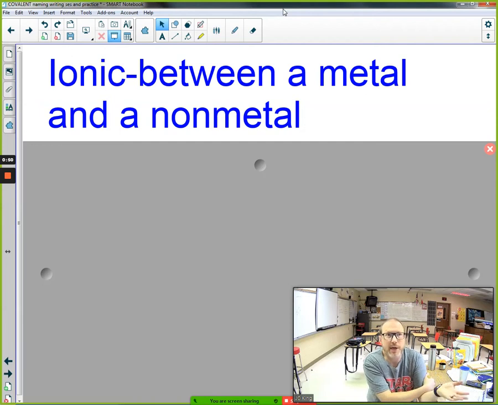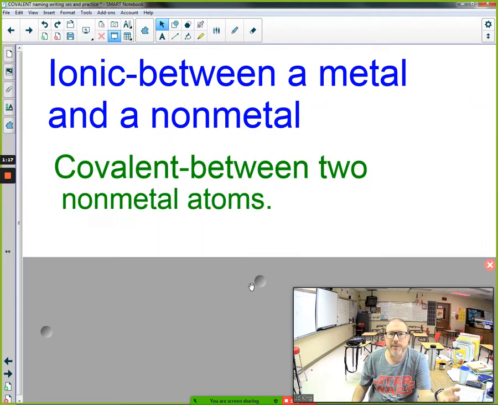How do you know if a substance is going to be bonded ionically or covalently? Probably the easiest way to tell is to take a look at a periodic table and determine what kinds of elements are involved. If it's a bond between a metal and a nonmetal from different sides of the periodic table, then you're talking ionic, like we've been looking at. You're talking a transfer of electrons. Whereas a covalent bond is almost exclusively going to form between two nonmetal atoms.